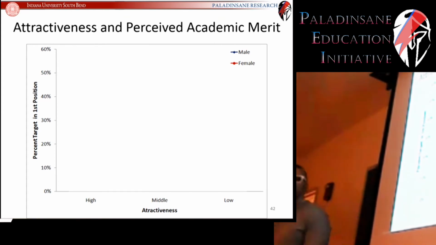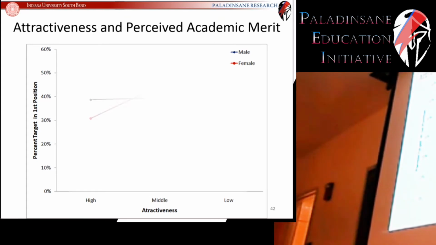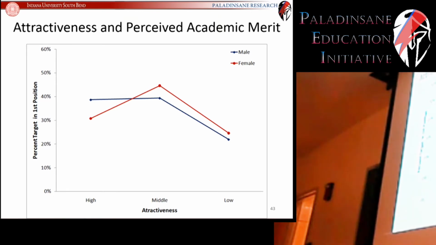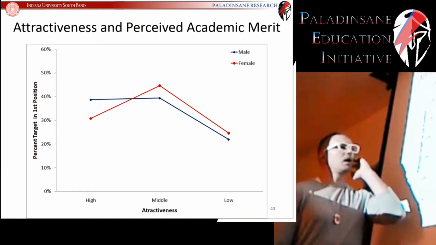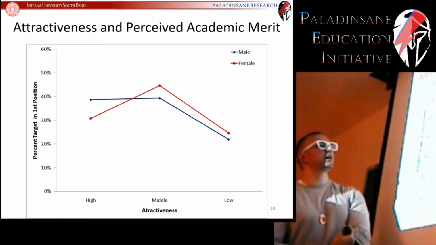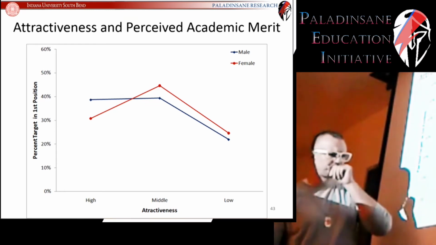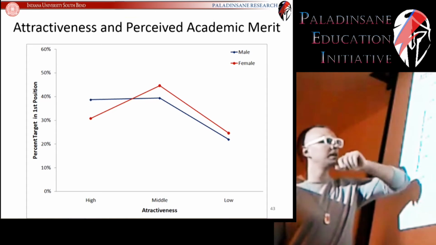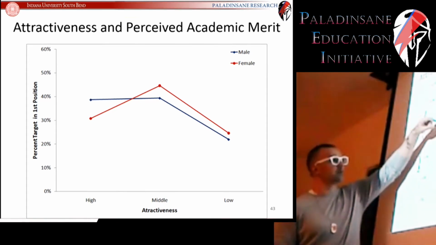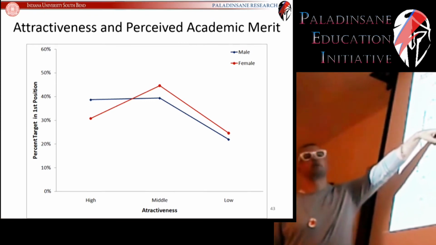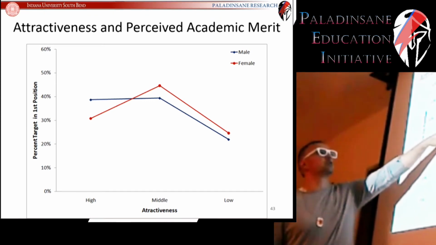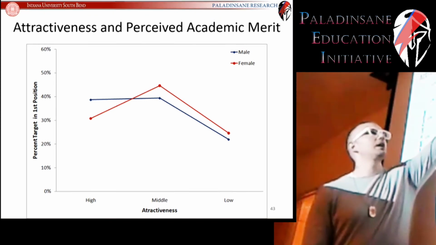All right. Well, the speculations are pretty close. So that's the actual data. That's actually what the results were. So we'll start off with the females. As kind of predicted, highly attractive females did not get the most scholarships. They were not seen as the most deserving. It was actually the middle attractive females.